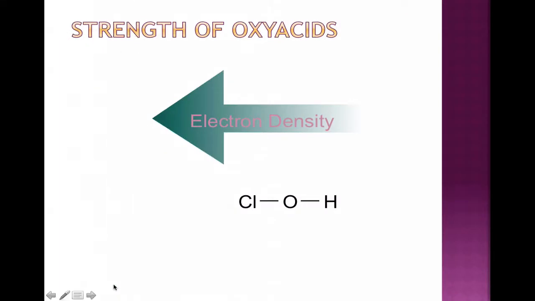So in this diagram that you're going to see, we have electron density. And electron density is the way the electrons are going to go. They're going to get pulled away from the hydrogen towards the oxygen and the chlorine. So the electrons are going to go this way.